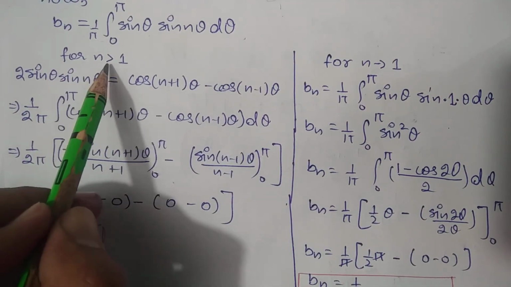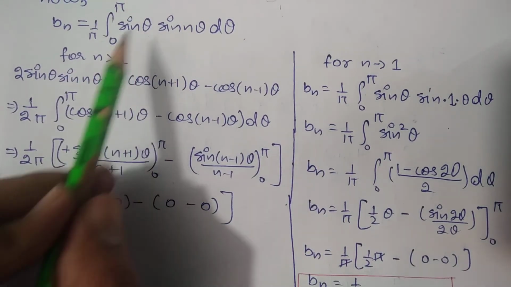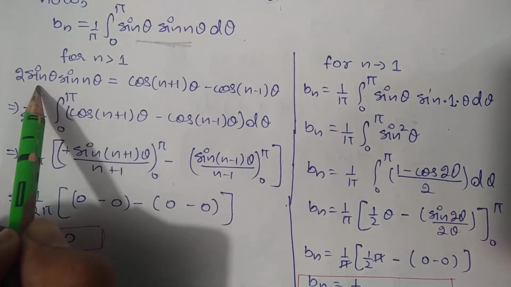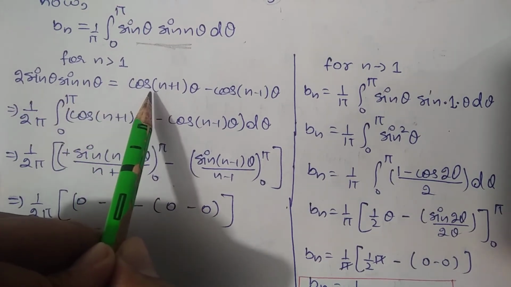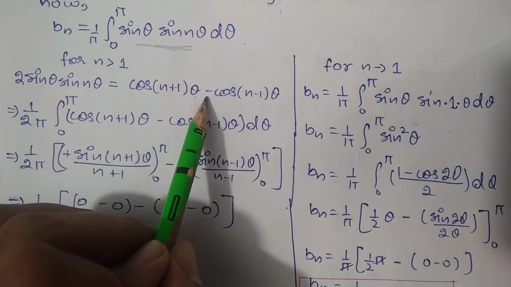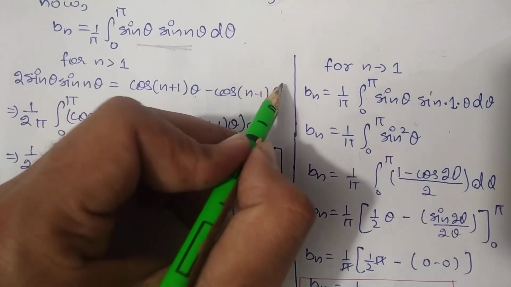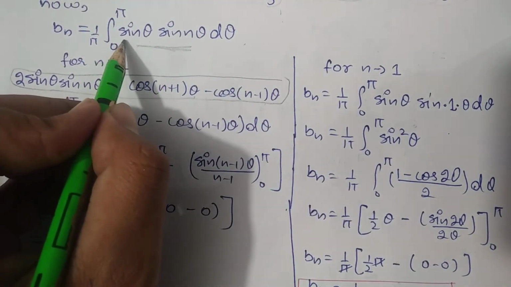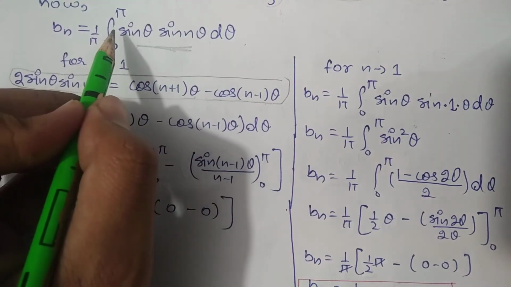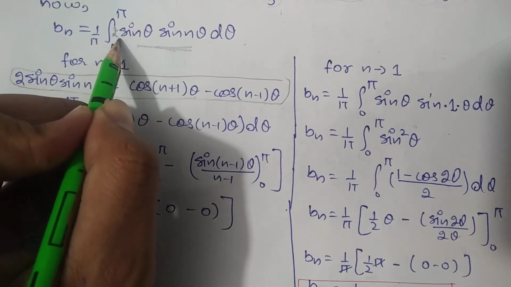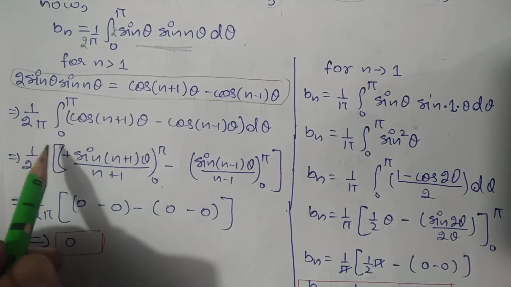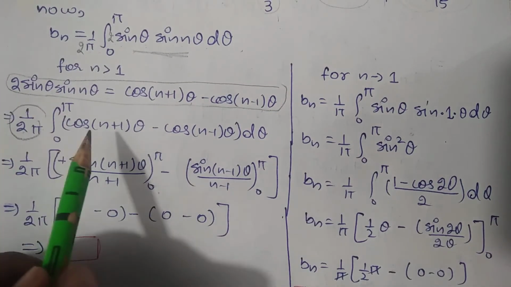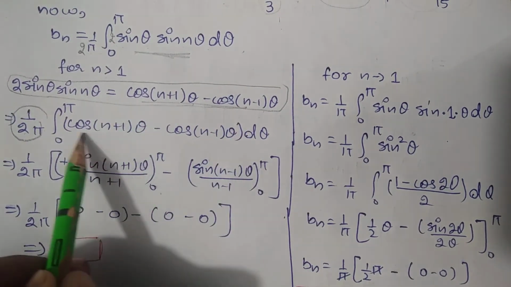So for the value of n greater than 1, I can write this formula: 2 sin theta sin n theta will be equal to cos (n minus 1) theta minus cos (n plus 1) theta. That is the formula, students. Now, since only sin theta and sin n theta are there, I will multiply this term by 2, and if I multiply, then I will divide by 2. So this will be 1 by 2 pi only, because the 2 is over there. So I am just going to put this formula over there.